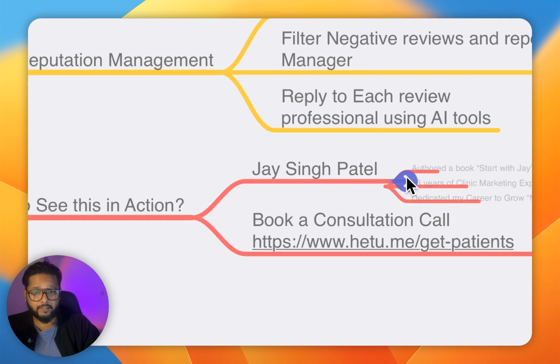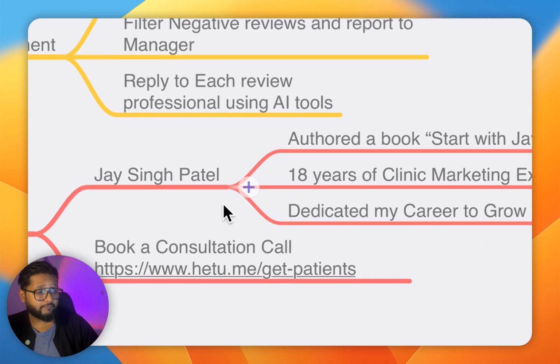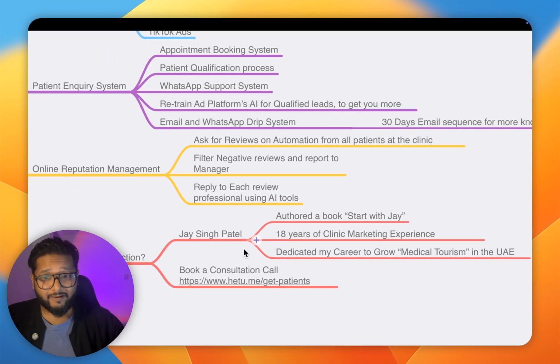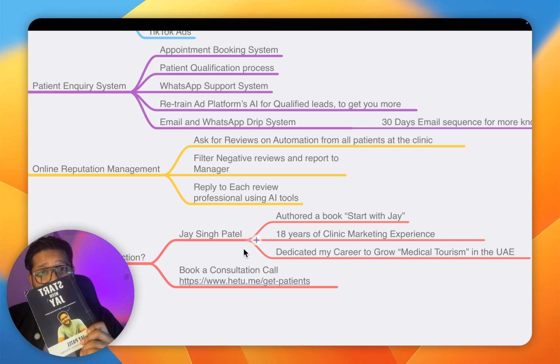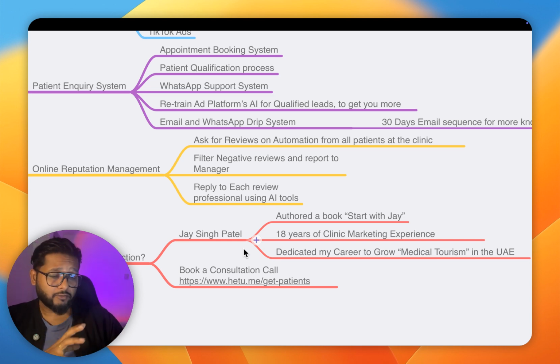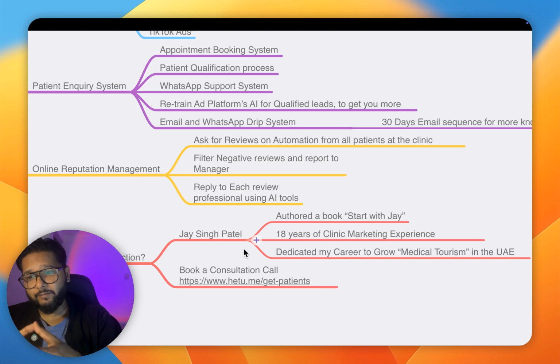My name is Jay Patel, and I have more than 18 years of experience helping clinics and helping doctors get the right kind of patients. I have also authored a book called Start with Jay. This book talks about my strategy and my experience of how, as a business in a particular location, you can grow and get more inquiries and patients.